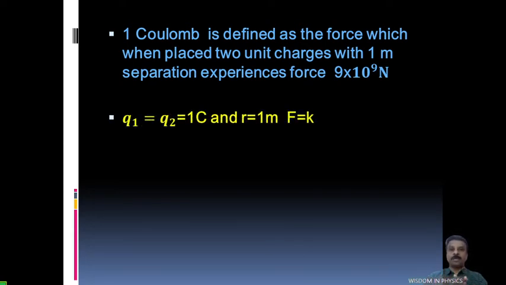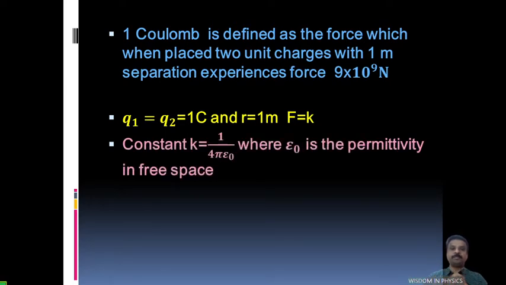Here is the explanation. Q1 is equal to Q2, and keep the values as 1 Coulomb, and also keep the distance R equal to 1 meter. So what will happen? We have already seen that F is equal to K Q1 Q2 by R square. Here Q1 equals 1, Q2 equals 1 and R is also 1. So F automatically is equal to the constant K. And now let us discuss this constant. This constant K is given as 1 upon 4 pi epsilon 0.